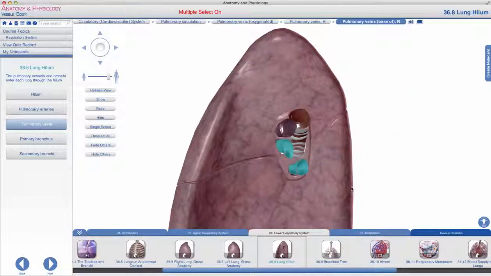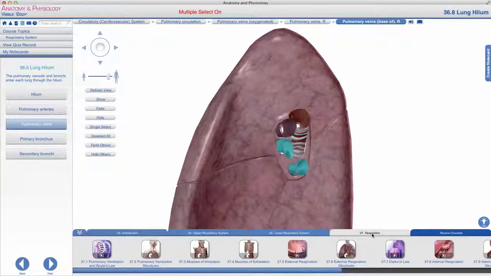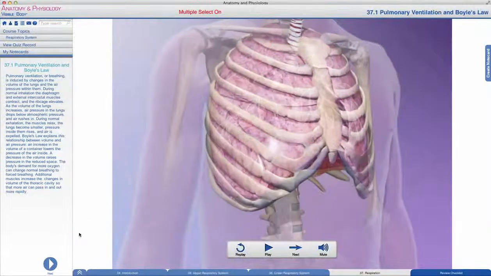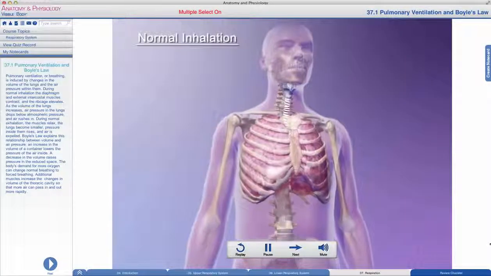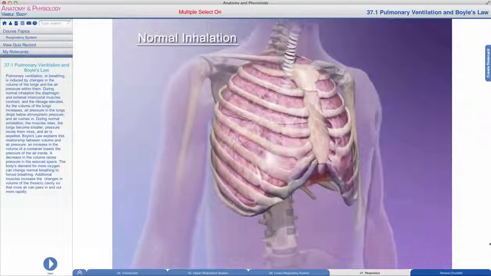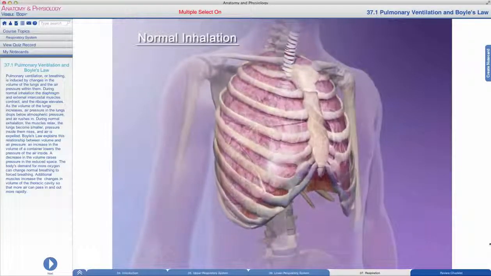Now, before we examine what goes on inside the lungs, it's important to back up and to see how breathing movements associated with inhalation and exhalation actually enable us to oxygenate or deoxygenate the blood itself. We'll be examining what is known as Boyle's law, associated with breathing, which we would otherwise refer to as pulmonary ventilation. Pulmonary ventilation, or breathing, is induced by changes in the volume of the lungs and the air pressure within them.